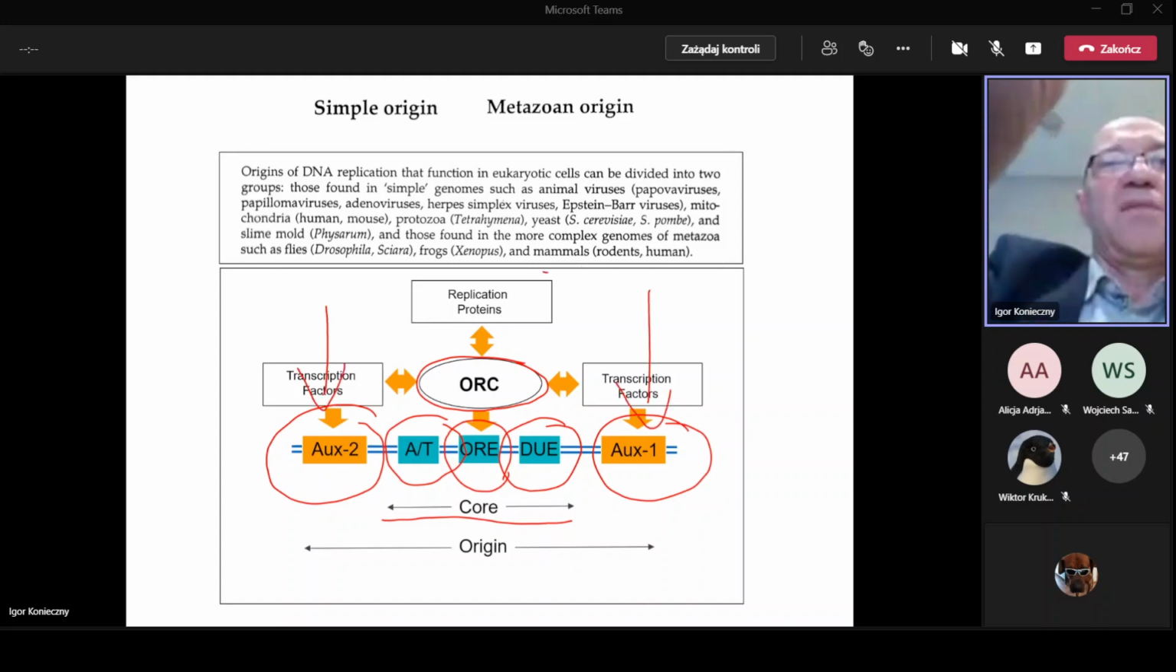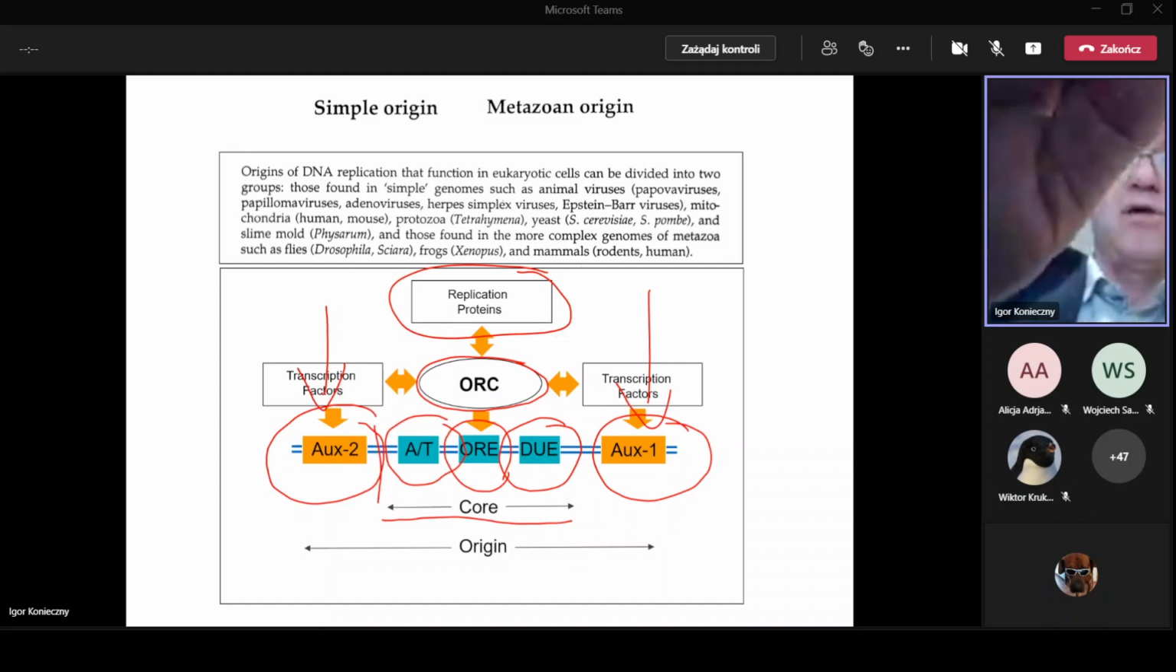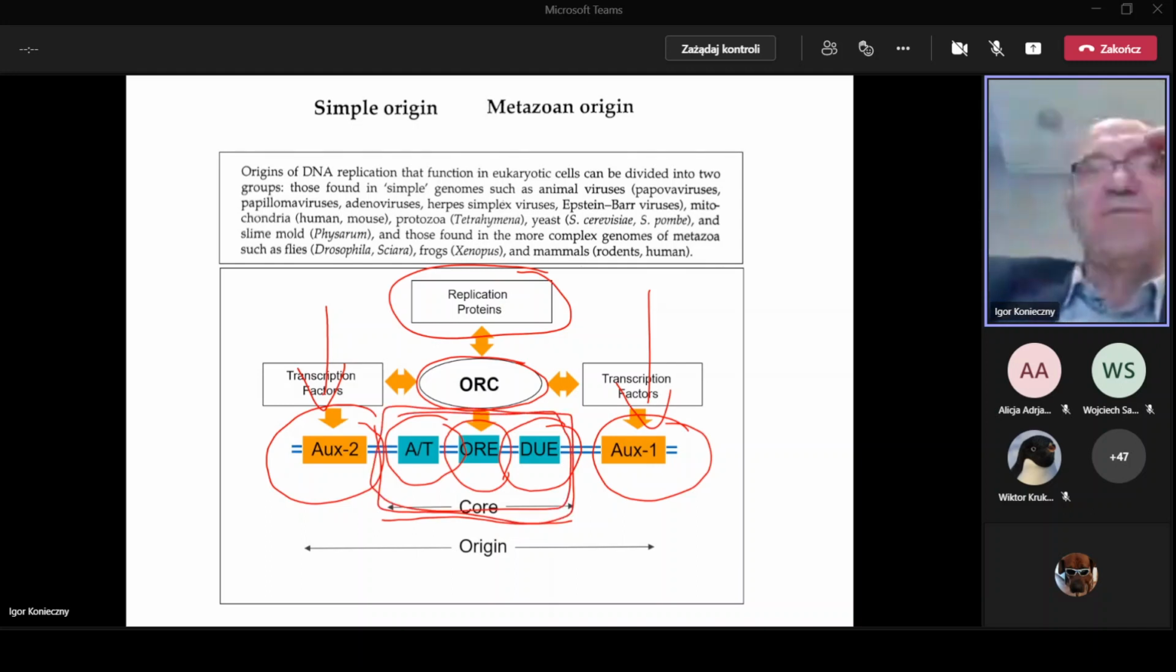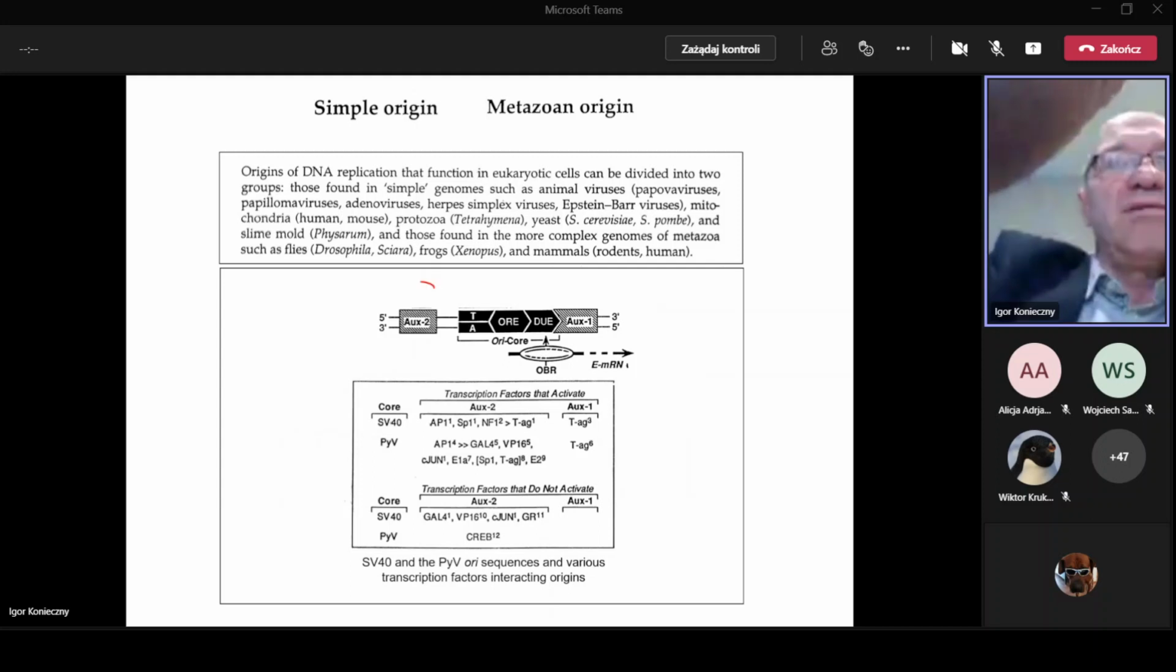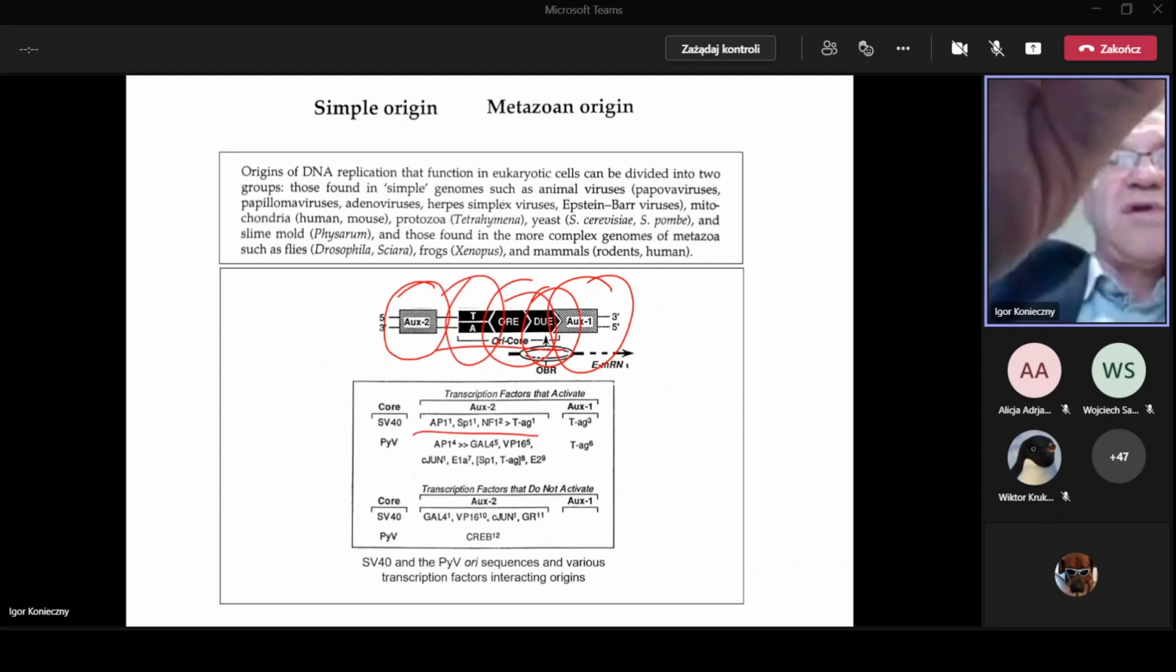And replication proteins such as the origin recognition complex bind the core elements of the replication origin. And you see that it could be very complex, but nevertheless, we have the auxiliary element, the AT-rich element, and the core, and different factors can interact with the auxiliary part of the replication origin.